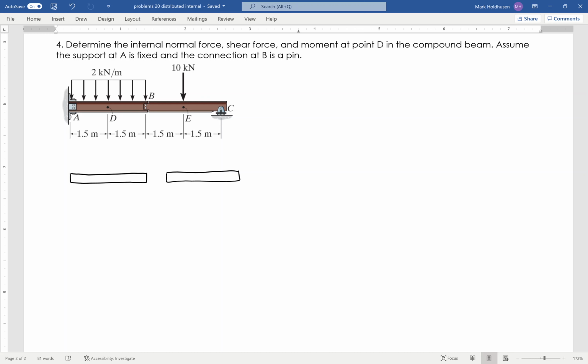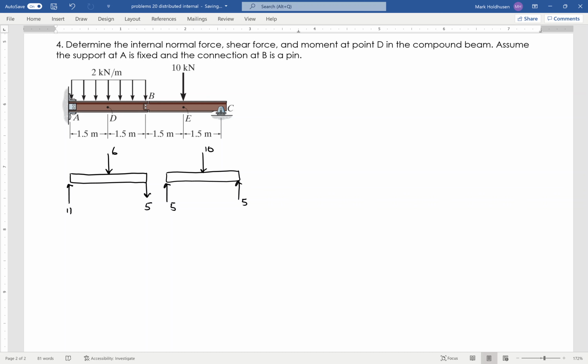What I'll do is start over on the right side, and I'm just going to recognize from symmetry, if this is 10, each one of these has to be 5. Which means over here, this guy has to be 5 as well. I'm going to replace that distributed load by a point load acting right at the center, and it's going to be 6, which is the area, 3 times 2. So if I've got 6 and 5 going down, that means I have 11 going back up over here.